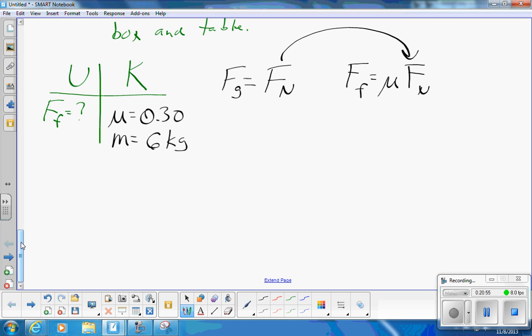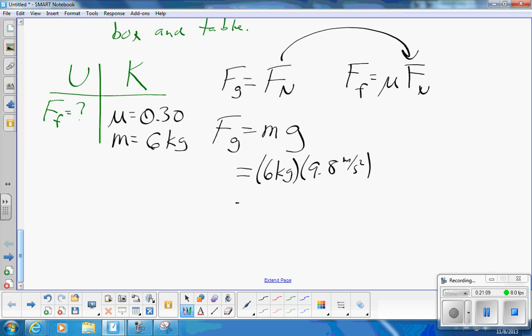So can I calculate the gravitational force? Yes, I can. The gravitational force is mass times acceleration due to gravity. The mass is 6 kilograms, and the acceleration due to gravity on Earth is 9.8 meters per second squared. That gives me a 58.8 newton force of gravity. That's how much the box weighs. The box isn't accelerating up or down, so that's in balance with the normal force. I now know that the normal force is 58.8 newtons between those two surfaces.